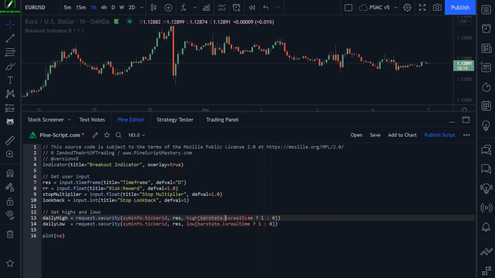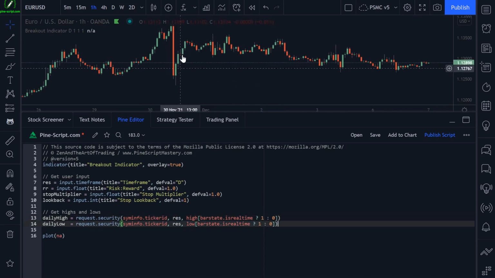And then we have our repaint code here to stop the script from repainting the current bar's high and low if the current bar is a real-time bar. So if the current daily chart bar is still active, we want to draw yesterday's high and low. And if we are on historical price action, the security function will draw the previous day's high and low anyway.